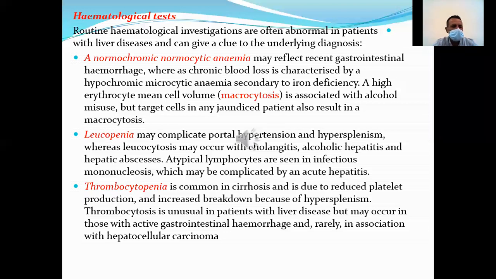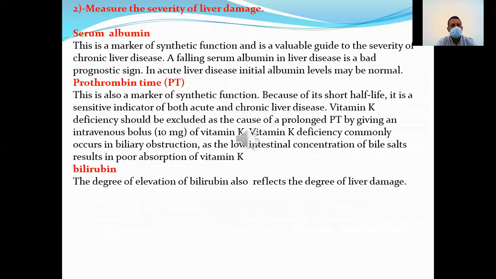But increased platelets are unusual in patients with liver disease, though they may occur in active gastrointestinal hemorrhage, or rarely due to hepatocellular carcinoma. The measurement of liver damage, or severity of liver damage: how do we assess the severity? Is this disease of the liver mild, moderate, or severe? It can be assessed by three tests.